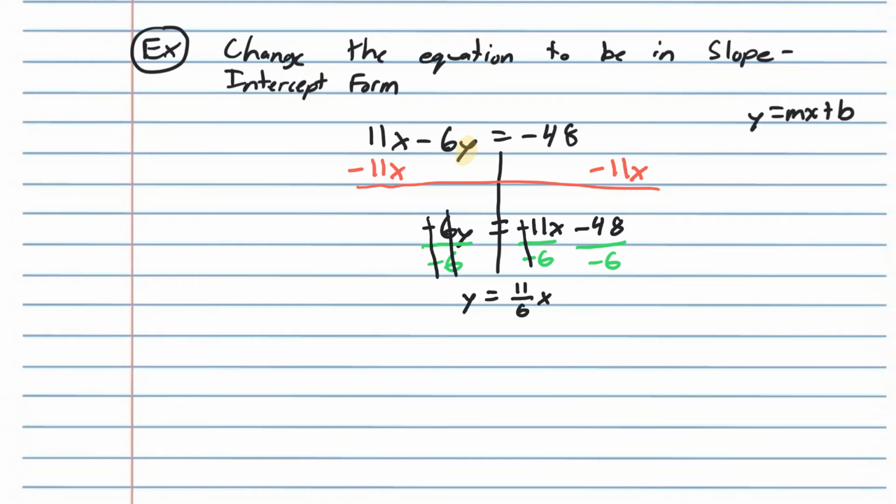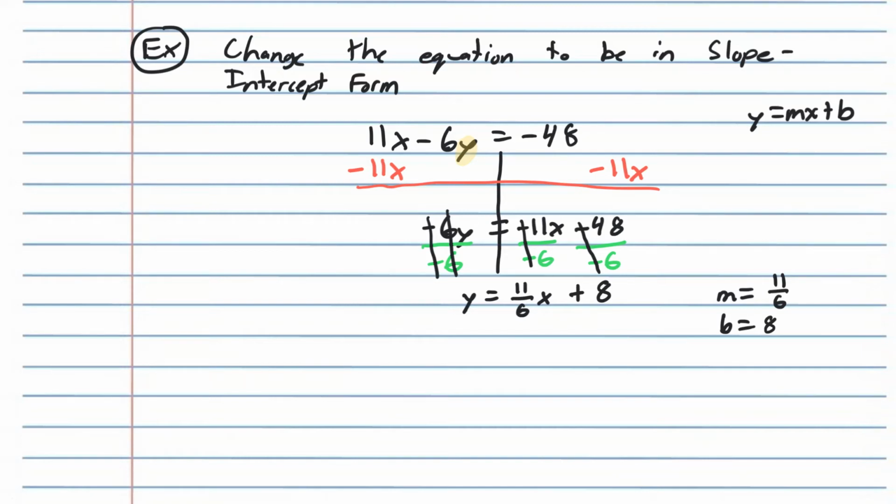And then for the numbers, negative 48 divided by negative 6, those negatives cancel each other out. And we get positive, this one works out nicely, we get positive 8. Now that it's in this format, you could easily say, well, now I know that m is equal to 11 over 6, and I know b is equal to 8, just by looking at it. So that's the advantage of changing from standard form to slope-intercept form, is you can clearly see what the slope is and what the y-intercept is just by seeing it.